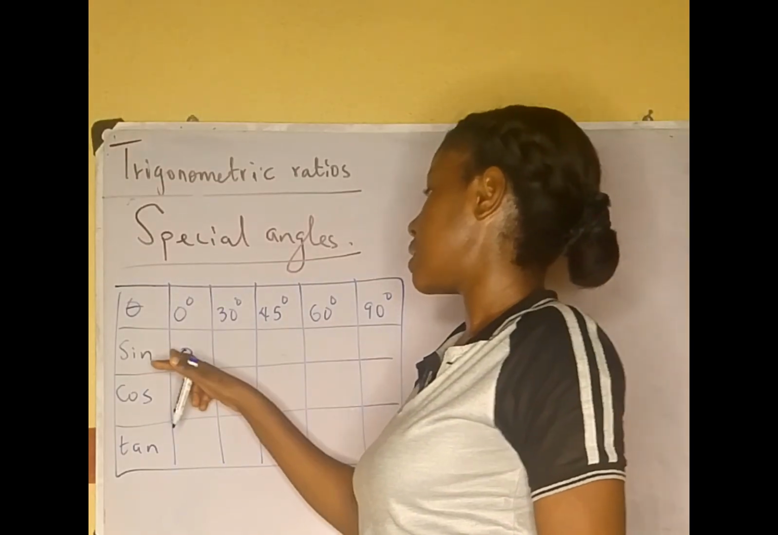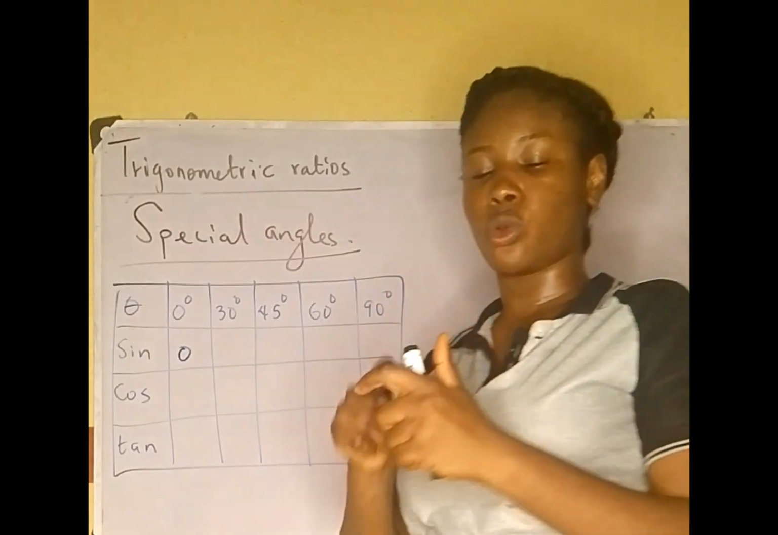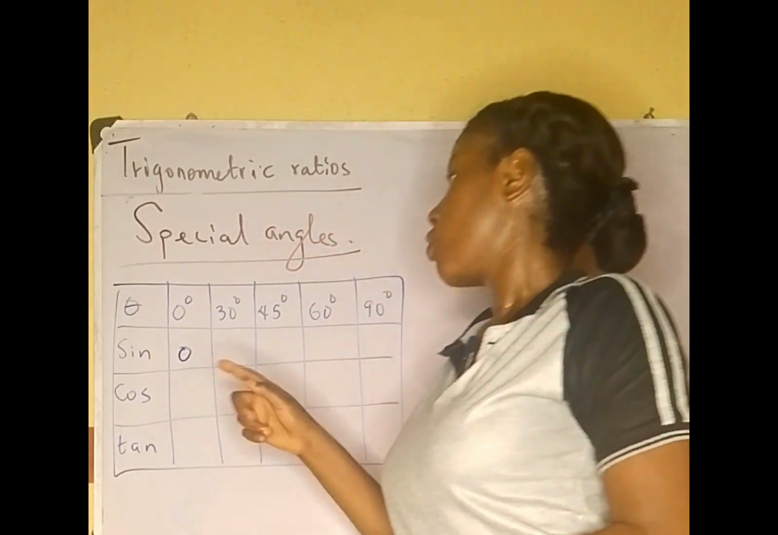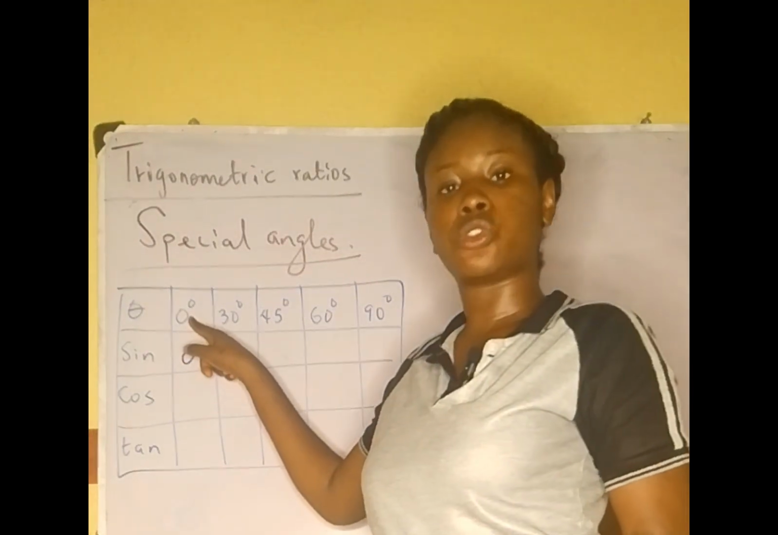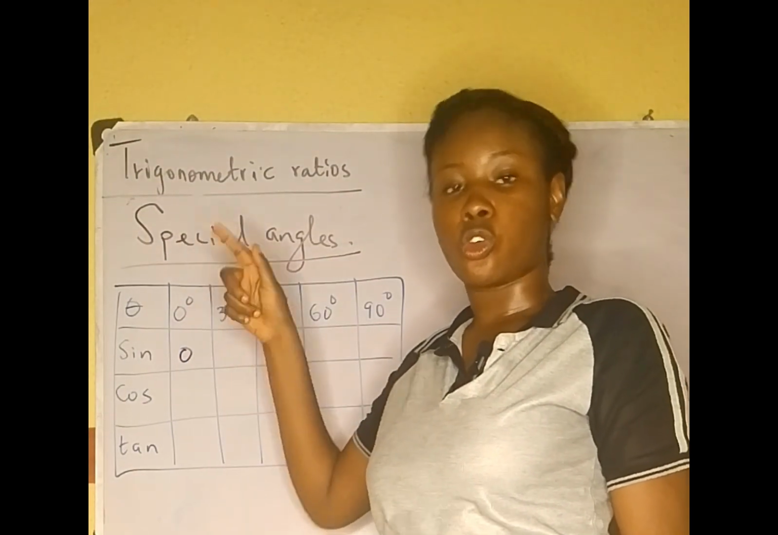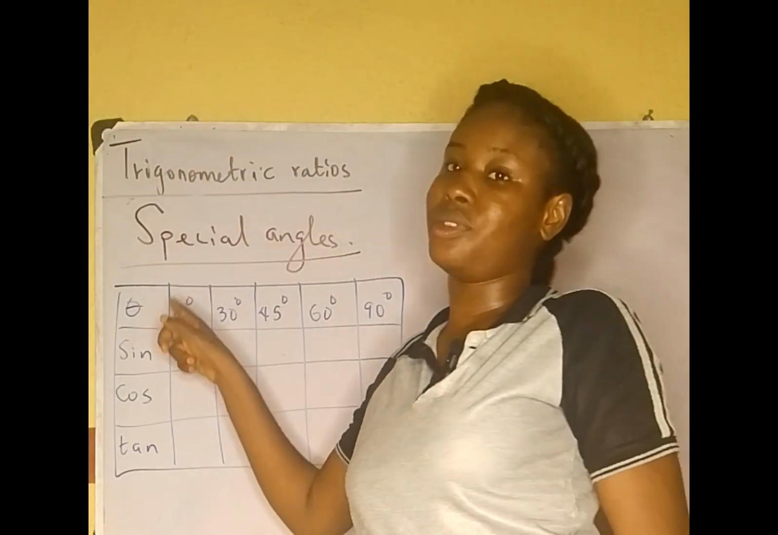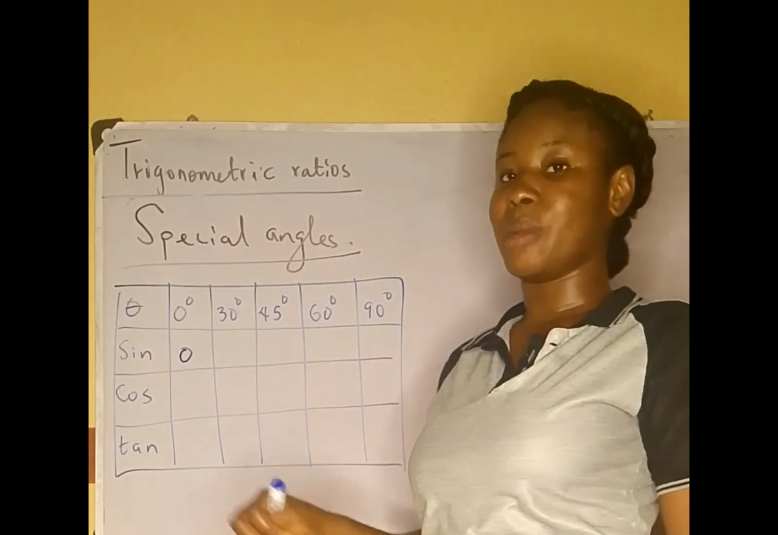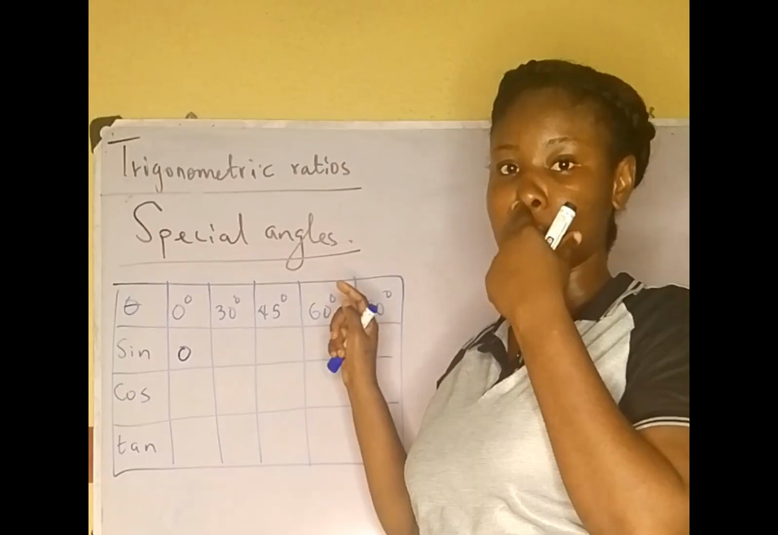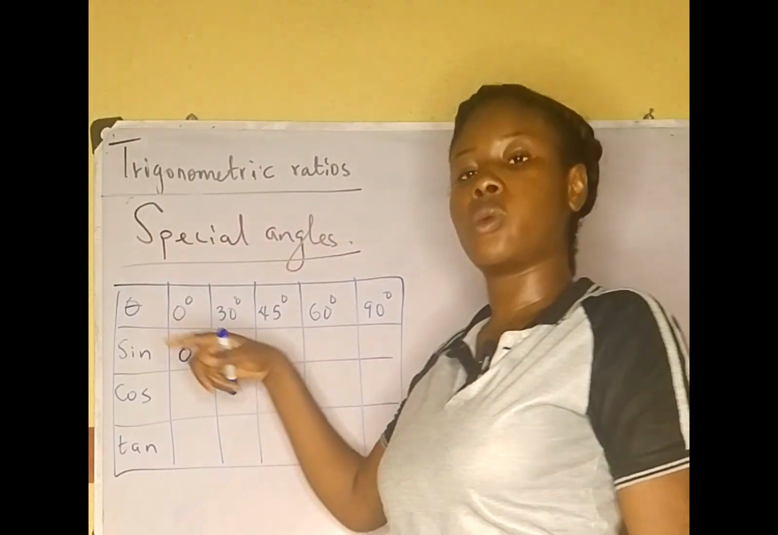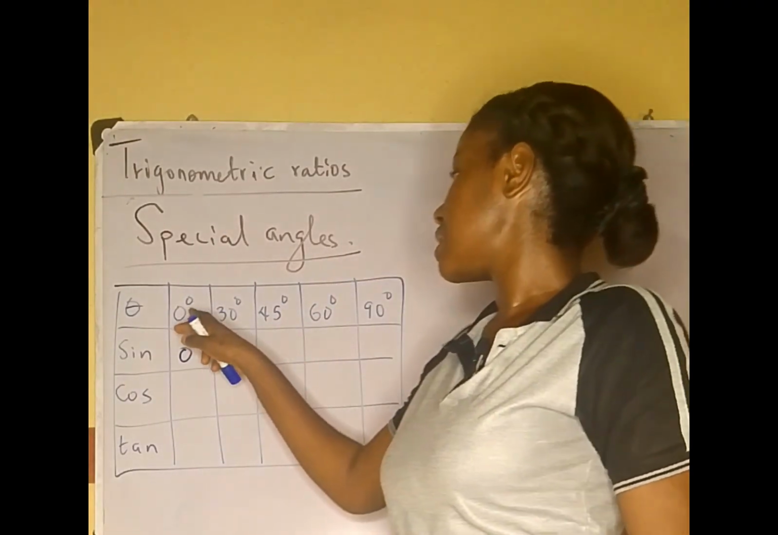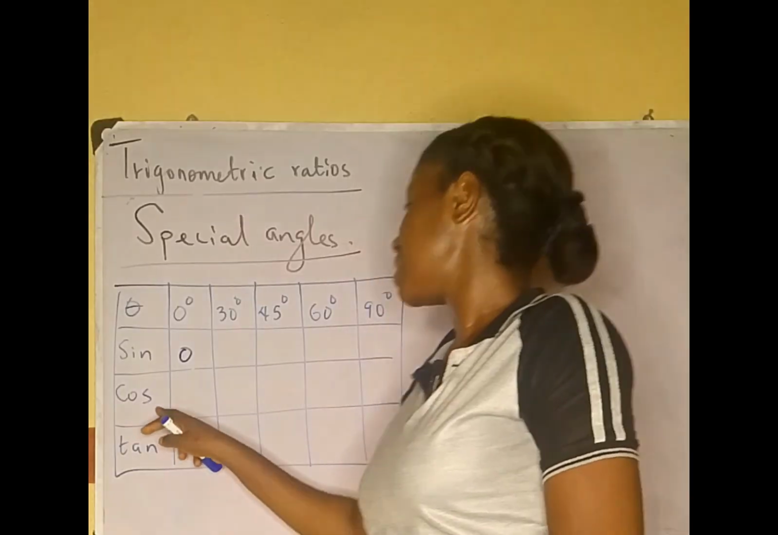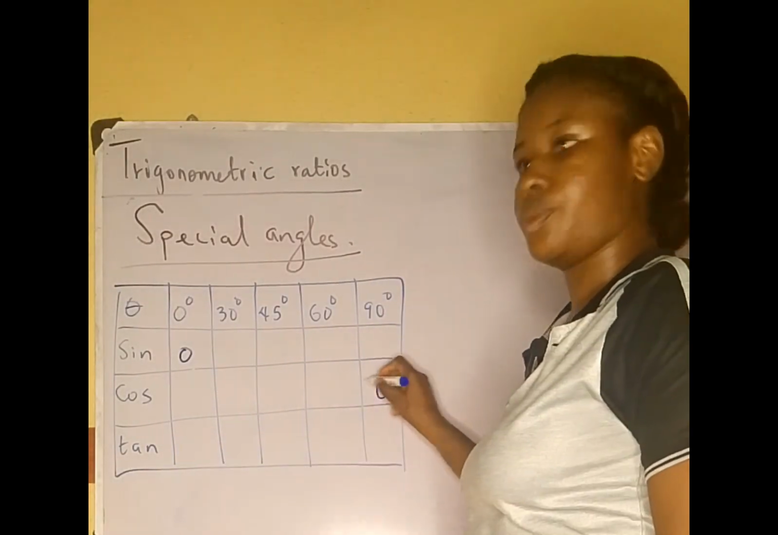Now, using the last topic I taught, complementary angles, we know that sine 0 degree is going to be cos of 90 degree minus 0 degree. So that's cos of 90. Remember, we say complementary angles sum up to 90 degrees, and the sine of the one will be equal to the cos of the other. So since sine 0 is 0, it means that cos 90 will also be 0.